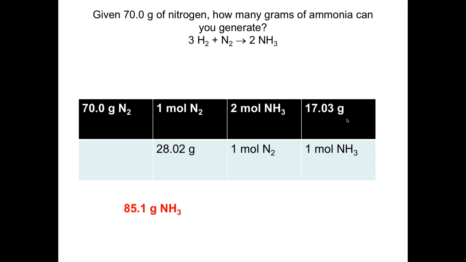As we've done before, everything on top will get multiplied, everything on bottom will get divided to get the answer. So therefore, 70.0 grams of nitrogen, 1 mole of nitrogen times 1 times 2 times 17.03 divided by 28.02 will give me 85.1. Or if you want to do it left to right, 70.0 divided by 28.02 times 2 times 17.03 will also get us 85.1.